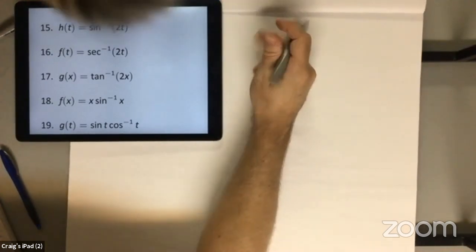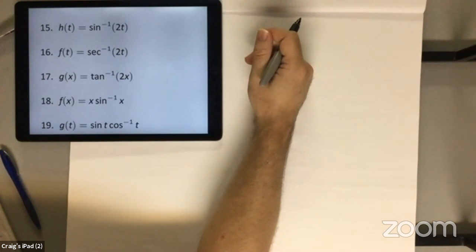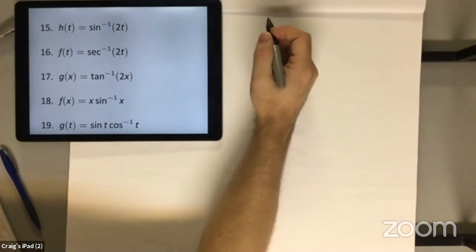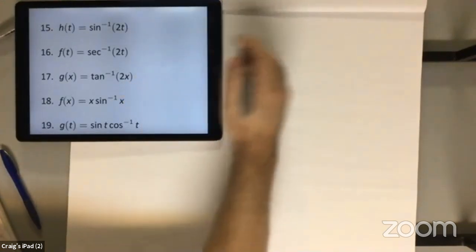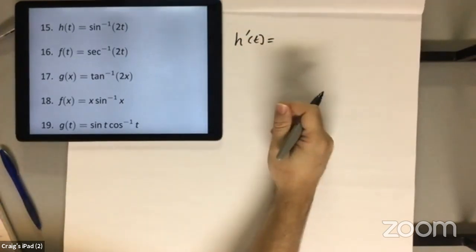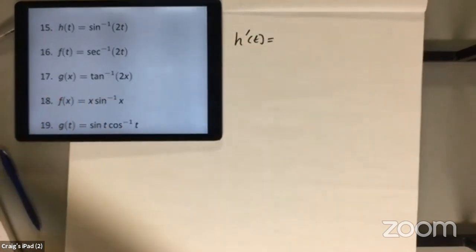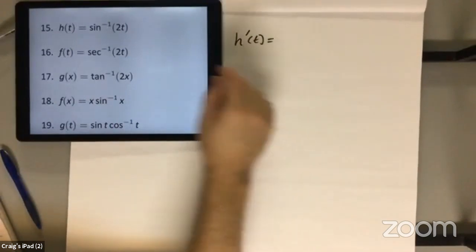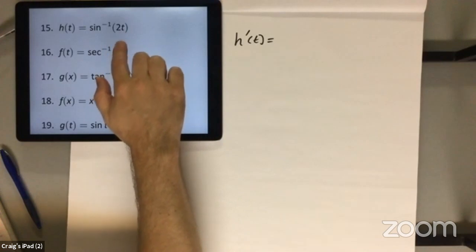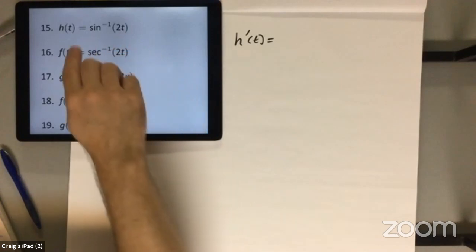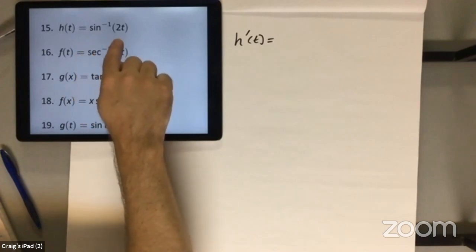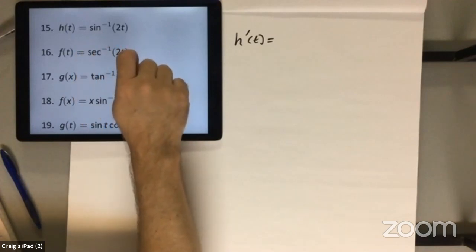So we're going to do number 15 here, inverse sine of 2t. To do that, we need to know how to differentiate. We're asked to differentiate and find h prime of t. All I'm going to use is the formula. This is just a chain rule. We have the inverse sine function, and then the 2t function composed inside of it. So I have a function of a function. I take the derivative of the outside function, leave the inside alone, and then multiply by the derivative of the inside function.